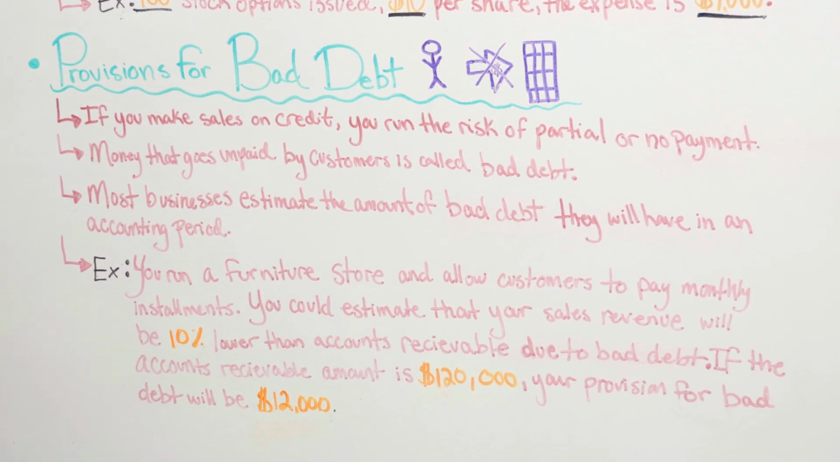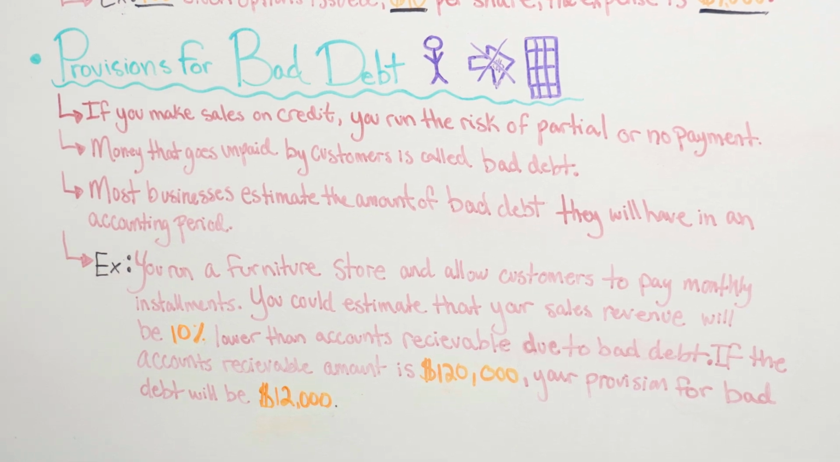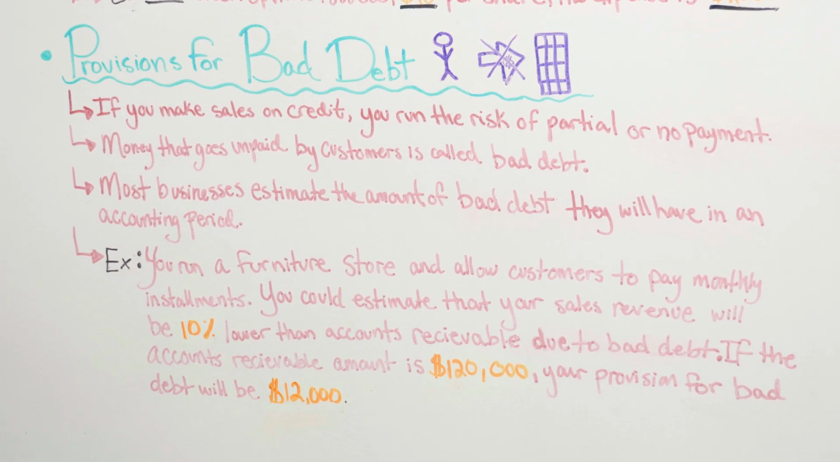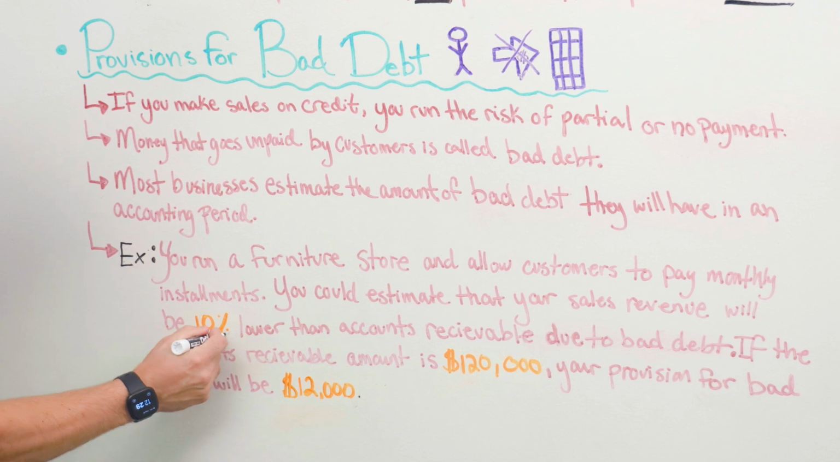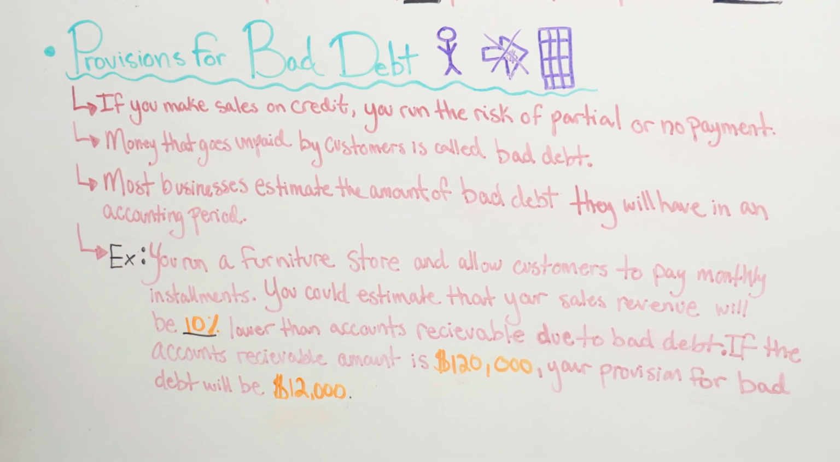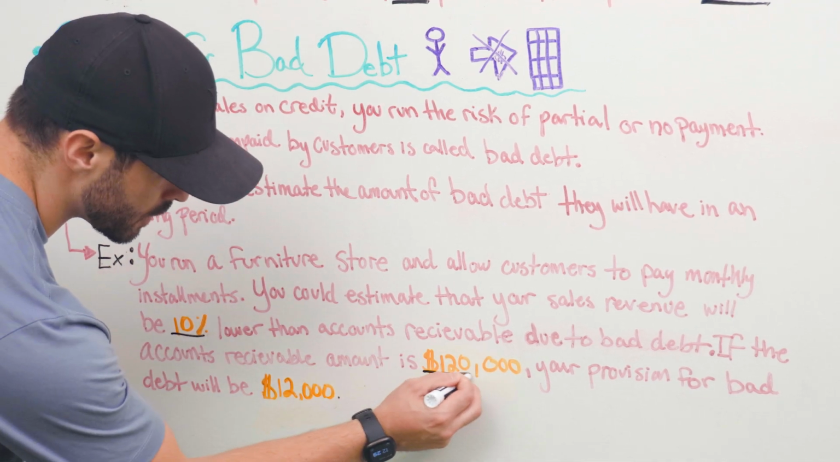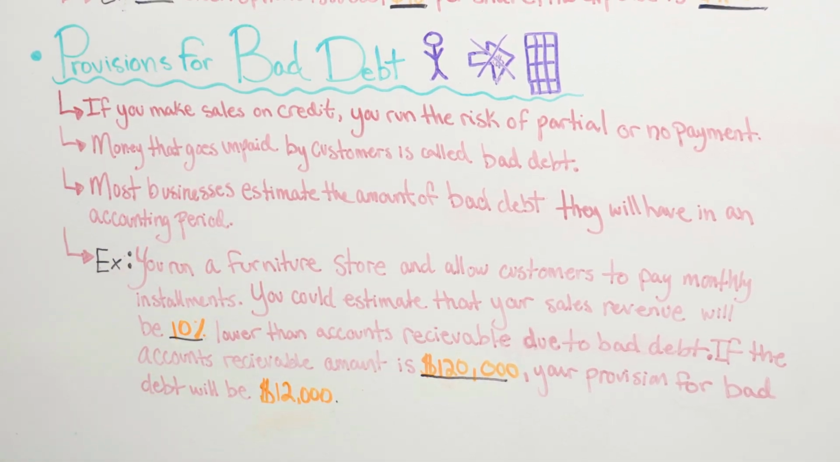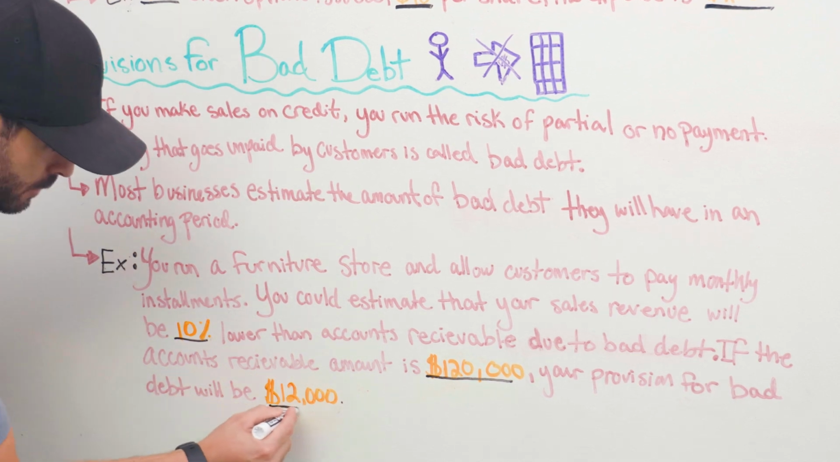Let's say you run a furniture store and you allow customers to make monthly installments. You could estimate that your sales revenue will be 10% lower than accounts receivable due to bad debt. If the accounts receivable amount is, let's say, $120,000, your provision for bad debt will be $12,000.